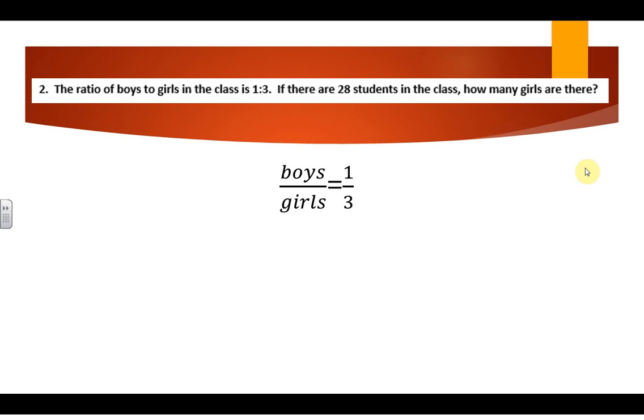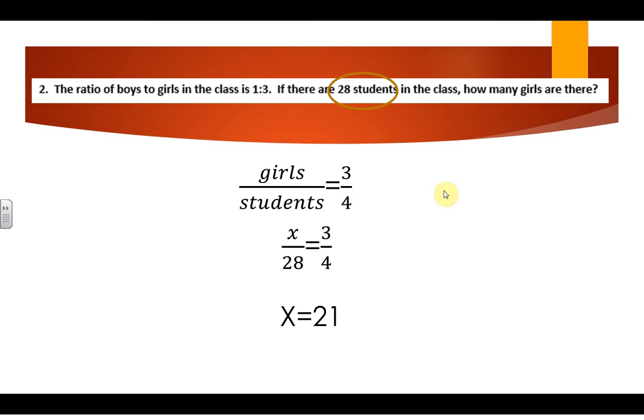Okay, again, we have a ratio of boys to girls, 1 to 3, but this time they said there are 28 students in the class. That's a little bit different. Students doesn't fit into one of these categories. So what I have to do is pay attention and switch it to girls, because that's what I'm looking for, to students. And notice that my numbers here changed. So boys to girls was 1 to 3, so 3 represented the girls. But students, that would be total, is 4. So anytime they're talking about a total amount, you simply add up your ratio. So 1 plus 3 is 4. That's where this 4 came from. And then now we substitute our values in, cross multiply, and solve.